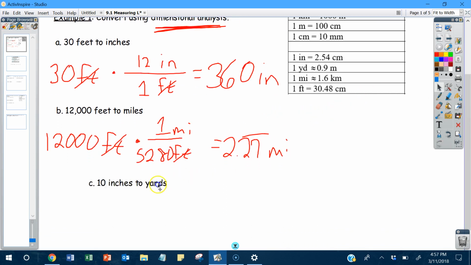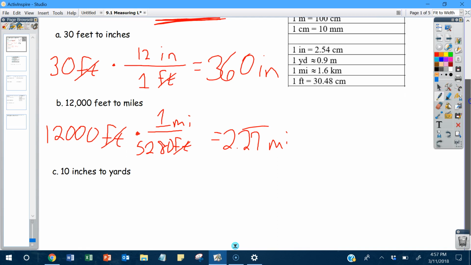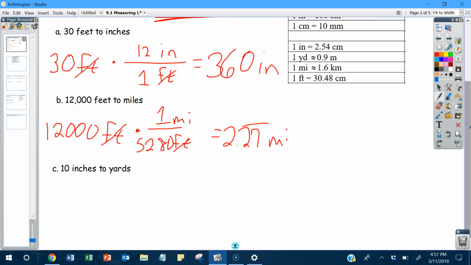All right, let's do this last one. I have to pull this over here. We want to do 10 inches to yards, and I guess those conversions are not in here. So it should be well known then that 12 inches is equal to 1 foot, and 3 feet is equal to 1 yard. If you don't know that, that might just be something you need to study.